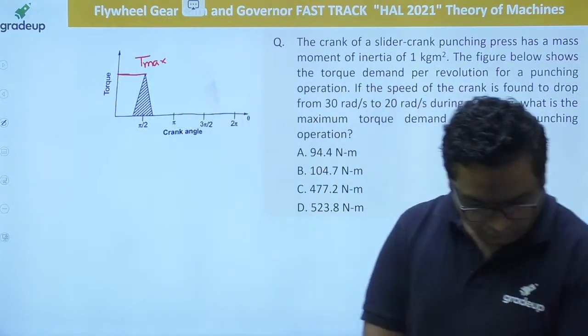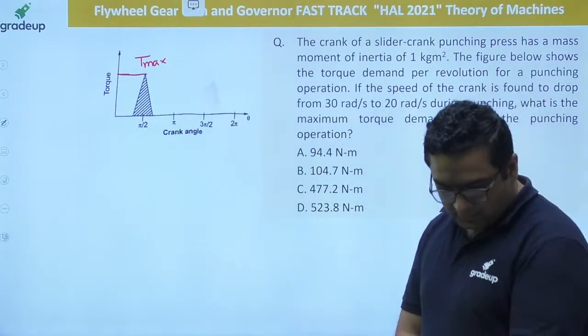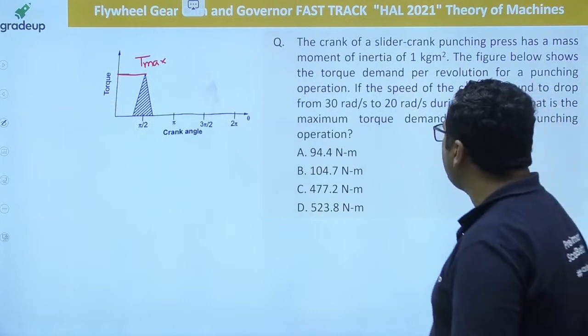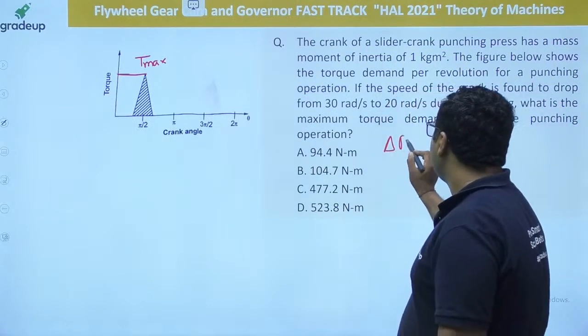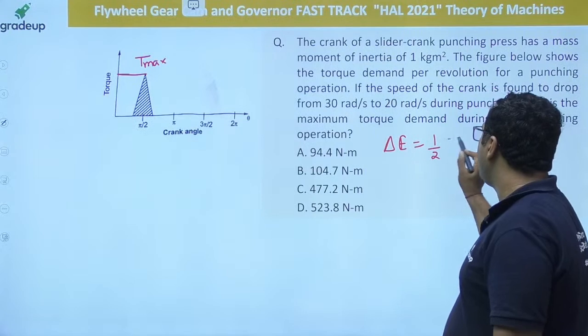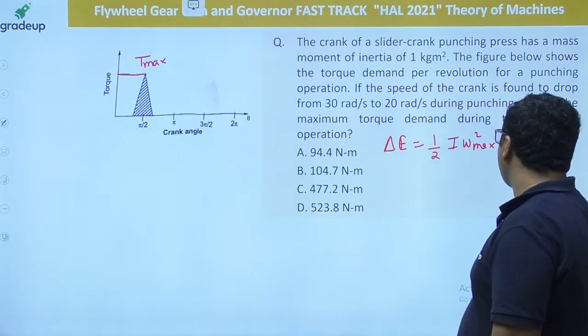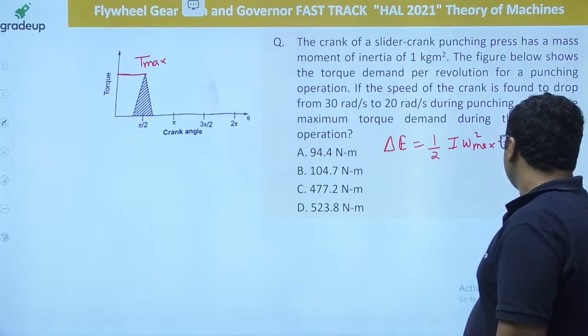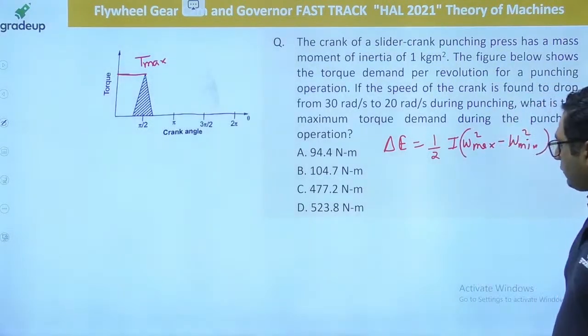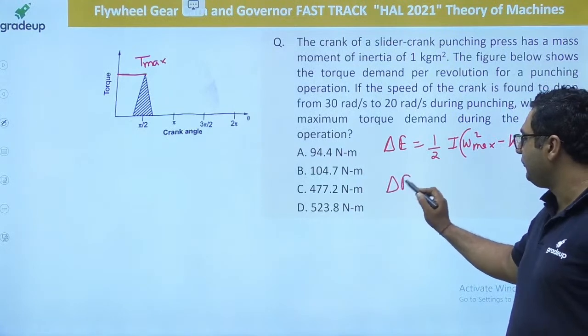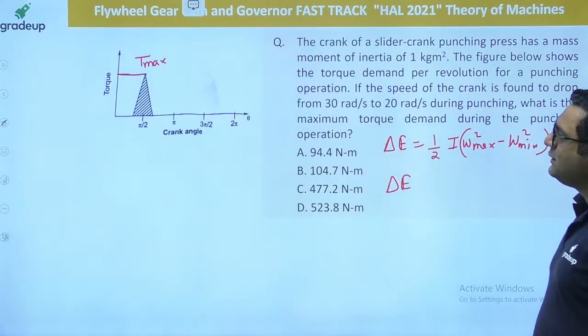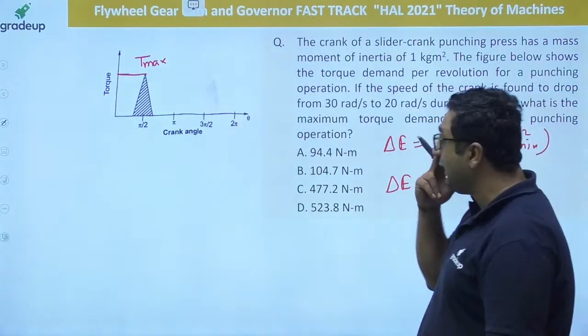Many of you are saying the answer is going to be D. What about others? First of all, you can find out delta E. Delta E is going to be half I omega max square minus omega min square. This is going to be delta E.